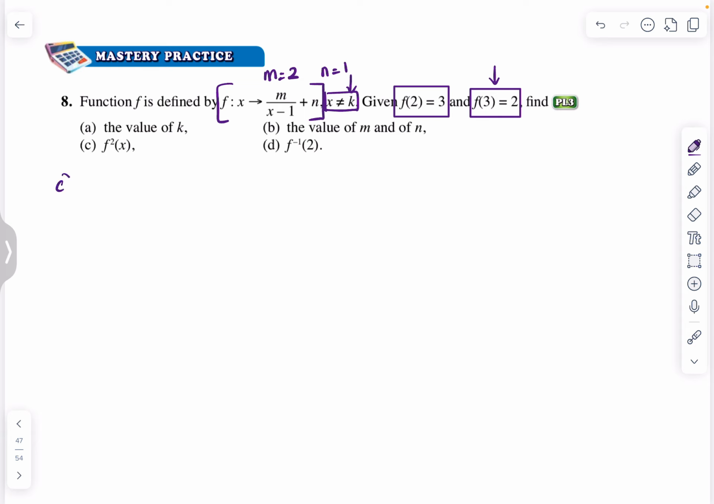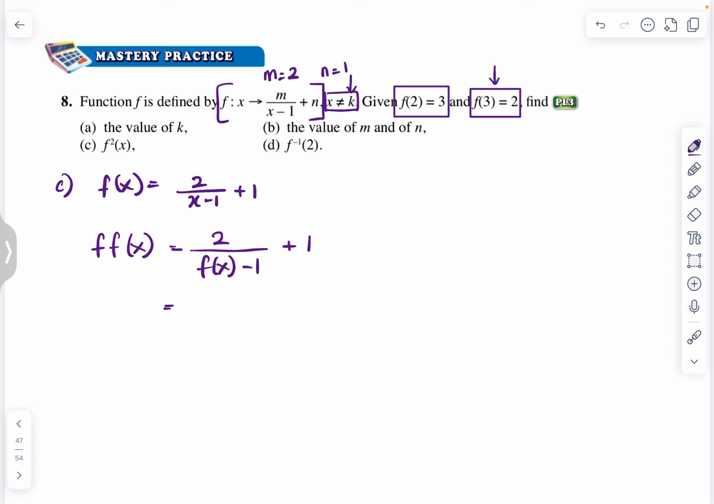Part C. f squared x. So our f(x) is now 2 over x minus 1 plus 1. So they want to find f squared x. f squared x is the same as f of f(x). So if we have f(x) is 2 over x minus 1, f(y) is 2 over y minus 1, f(z) is 2 over z minus 1, f of f(x) would be 2 over f(x) minus 1 plus 1.